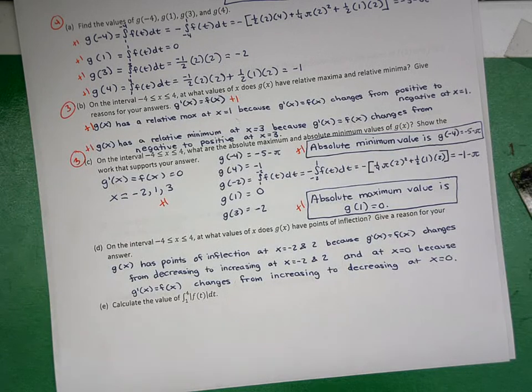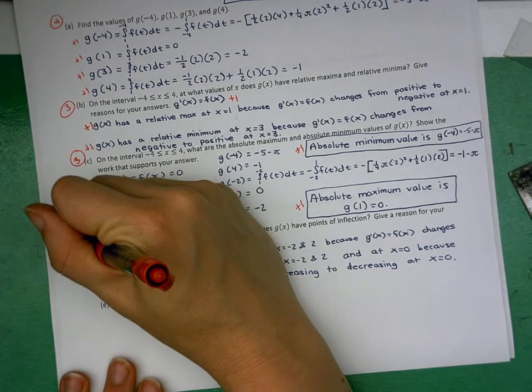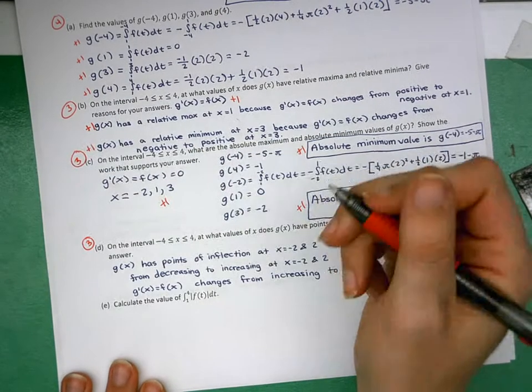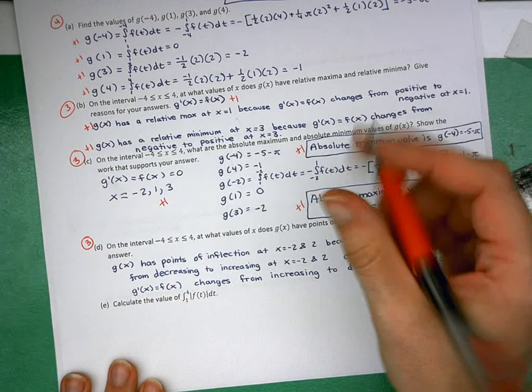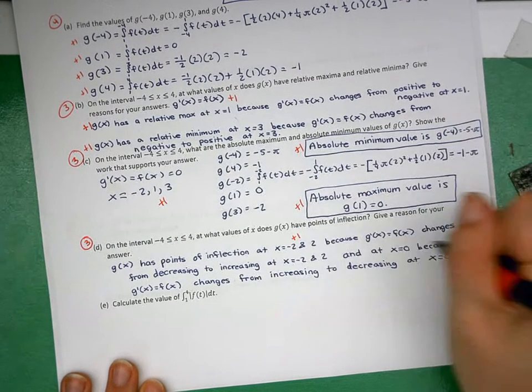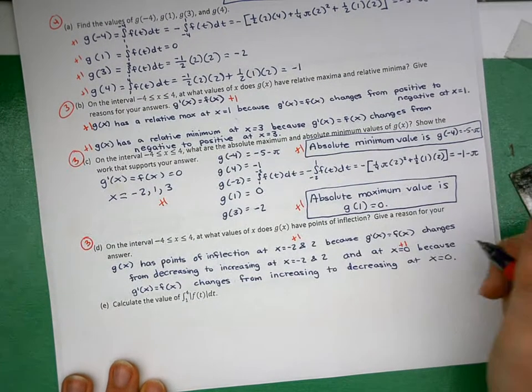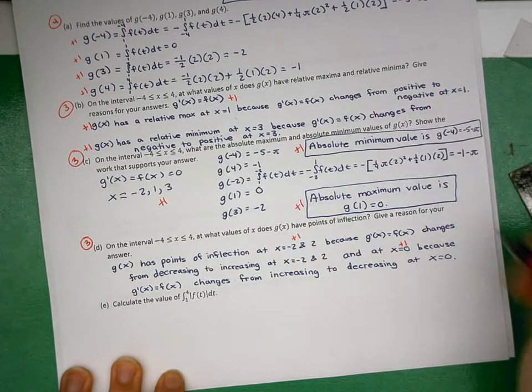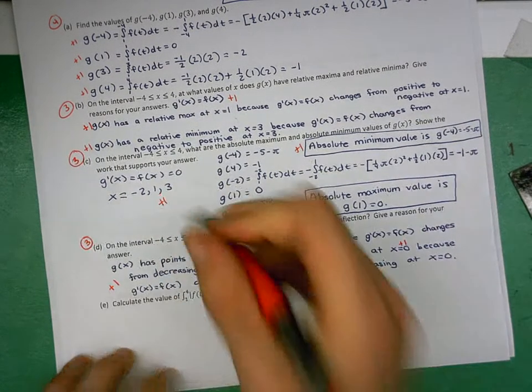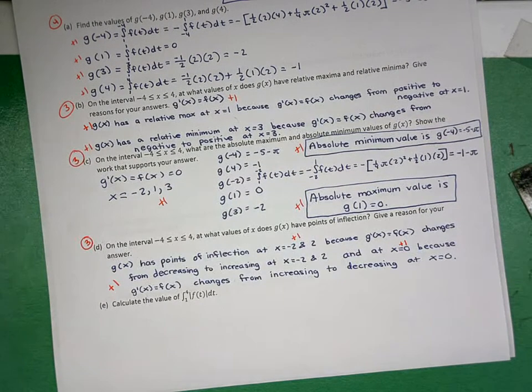Okay, this one is worth 3 points. One was for the -2 and 2, one was for the 0, and then one was for your reasoning, which again, this is not the only reason. So if you found another reason, feel free to run it by me. I'm more than happy to check it for you. This is my reason, okay?